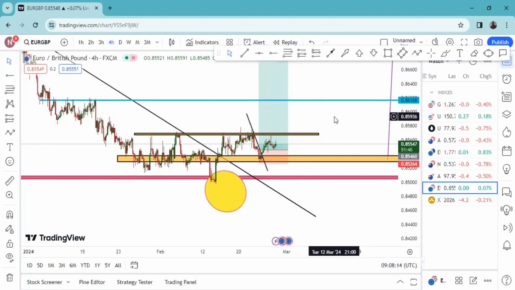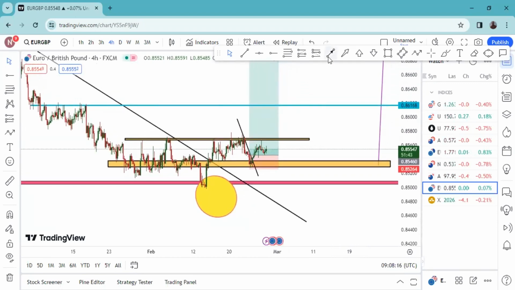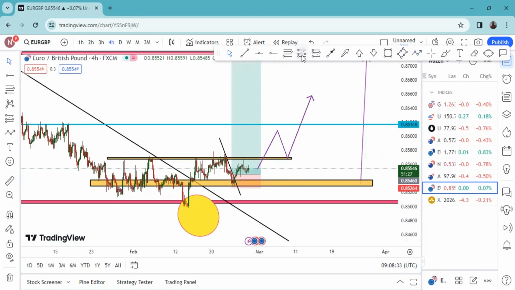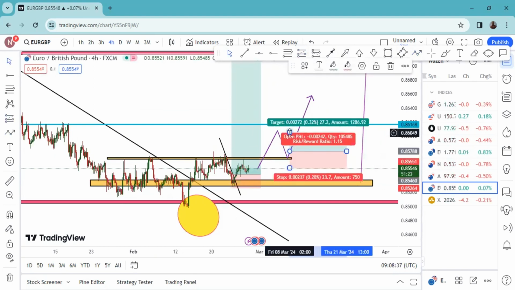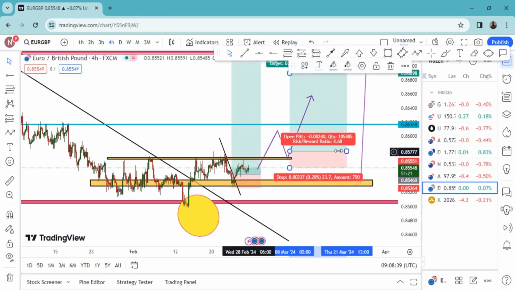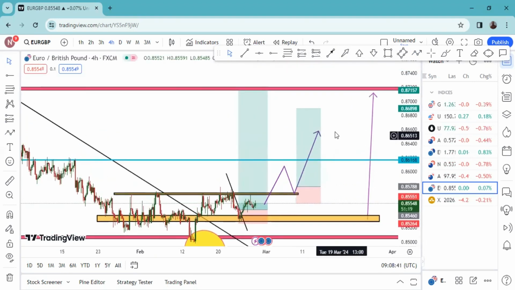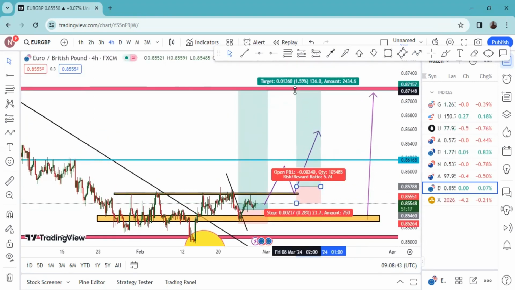Anything that will happen, I will take it. But if the market comes and breaks this level and breaks above these two levels, I'll be very glad. Then it comes to retest around here, then I will add another trade around this place and take it to the top.